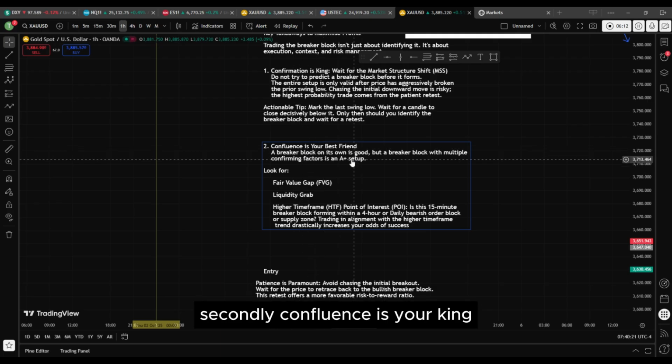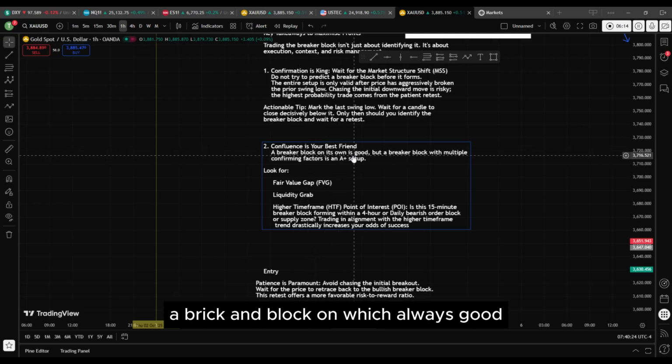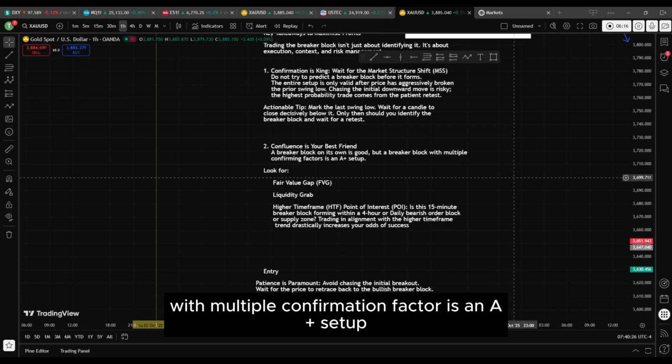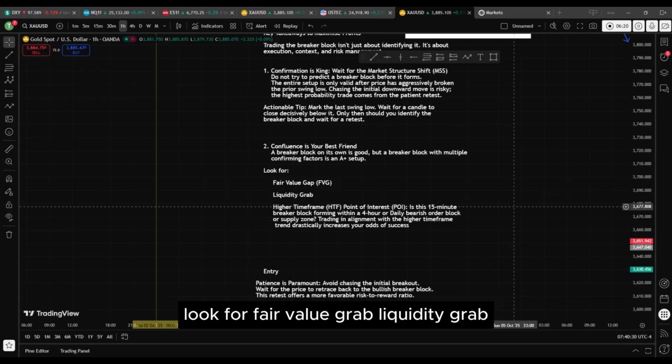Secondly, confluence is king. A breaker block on its own is okay, but a breaker block with multiple confirmation factors is an A+ setup. Look for a fair value gap, liquidity grab.